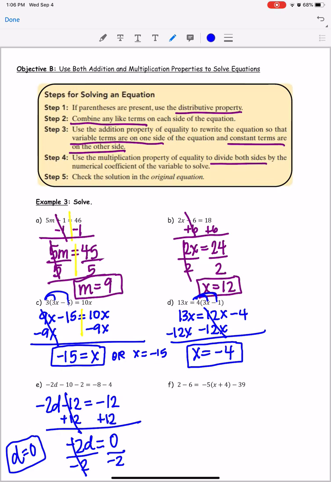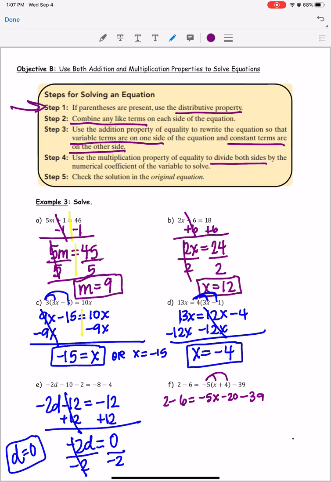On F, we have parentheses. Let me change colors too, since this is kind of all getting crazy. Okay, we have parentheses, so I need to distribute. So we've got negative 5 times x and negative 5 times 4. And so now bring everything else down. So I've got 2 minus 6 equals, and my negative 39.